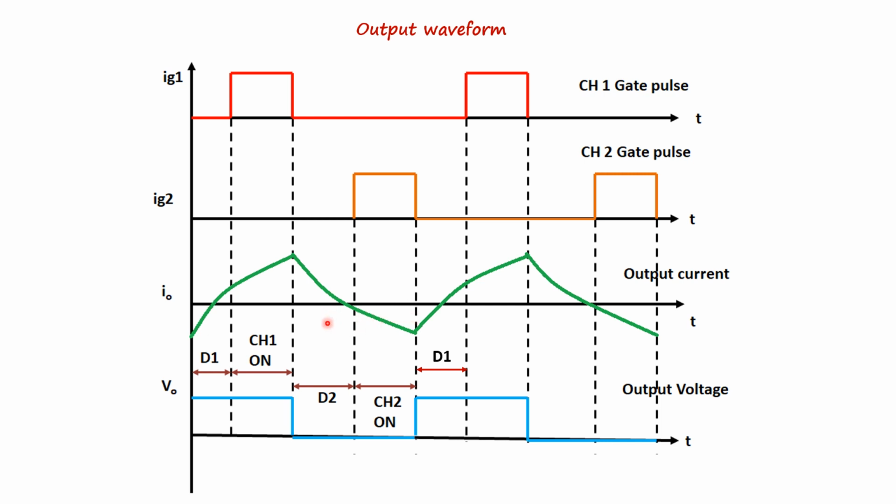So the power flows from source to the load when the chopper operates in the first quadrant, whereas the power flows from load to the source when the chopper operates in the second quadrant. Whenever we use this kind of circuit, care should be taken that both switches, chopper 1 and chopper 2, are not turned on at the same time because it results in short circuiting of the DC supply source.